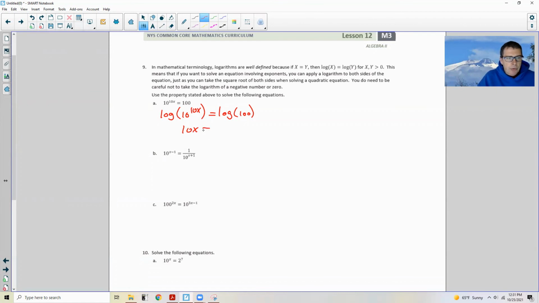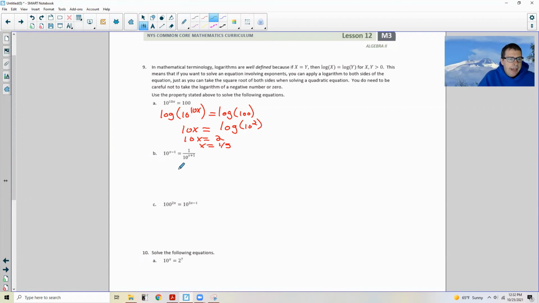So 10x equals, and the log of 100 is the same as saying 10 squared, the power is 2. Let me write that just so you see where that's coming from. The log of 100 can be represented as 10 squared. If I take the log of 10 to a power, the power is the answer. So that's going to be 10x equals 2. Divide both sides by 10, and I get x equals 2/10 or 1/5. Okay, so there's A.